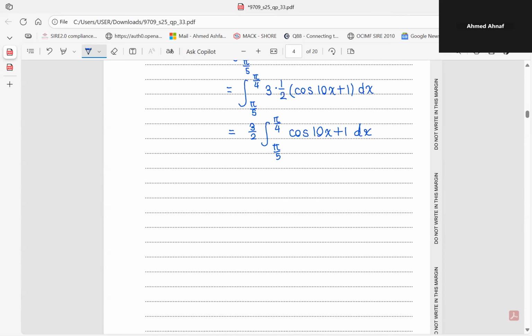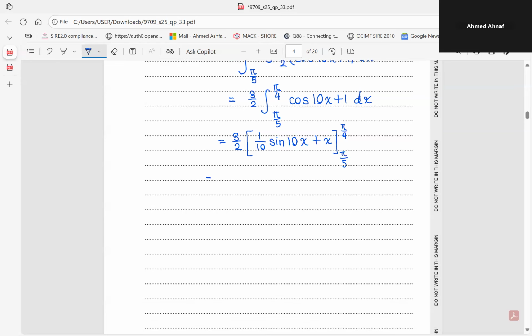Okay, now in order to integrate this, you're going to first take the derivative of 10x and divide it. So you have to put 1 over 10 and sine 10x, since the integral of cosine x is sine x. And then add. Now you have to integrate 1 with respect to x, which is just x. Don't forget to put your limits.